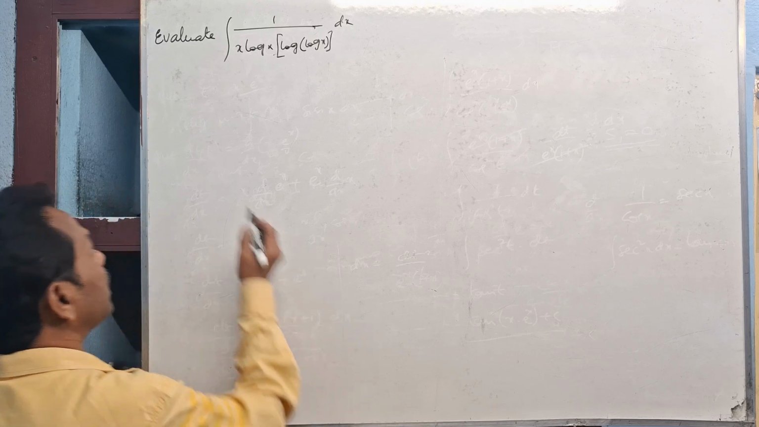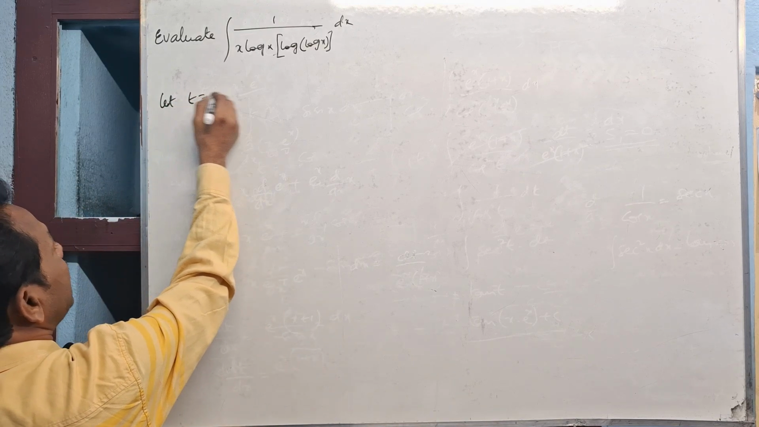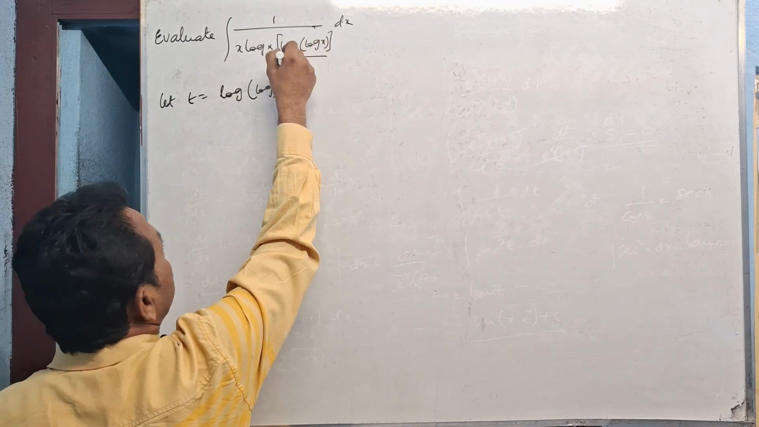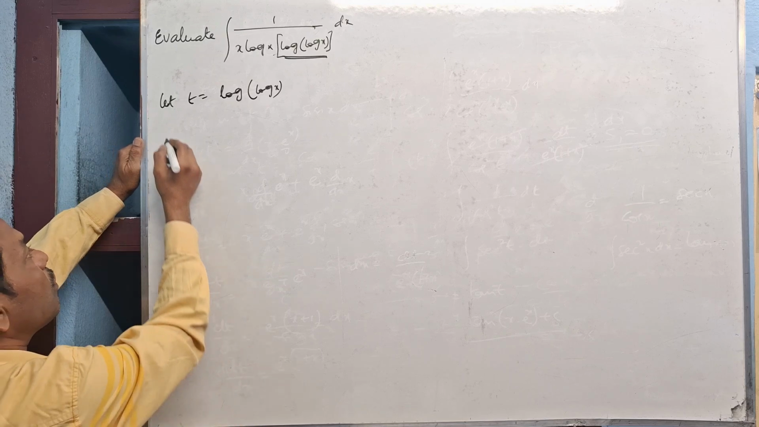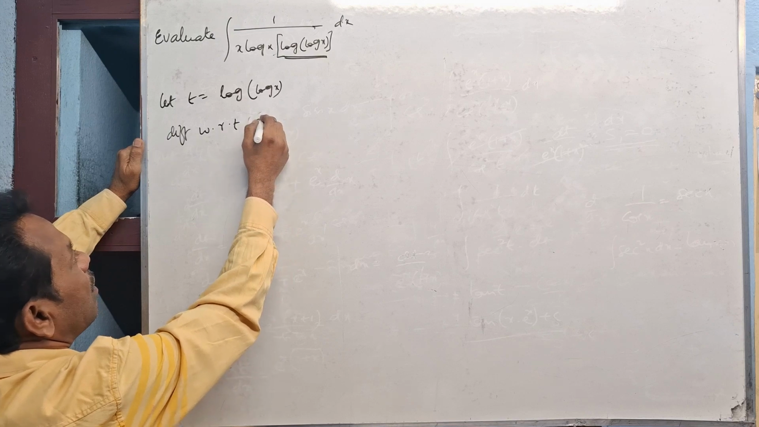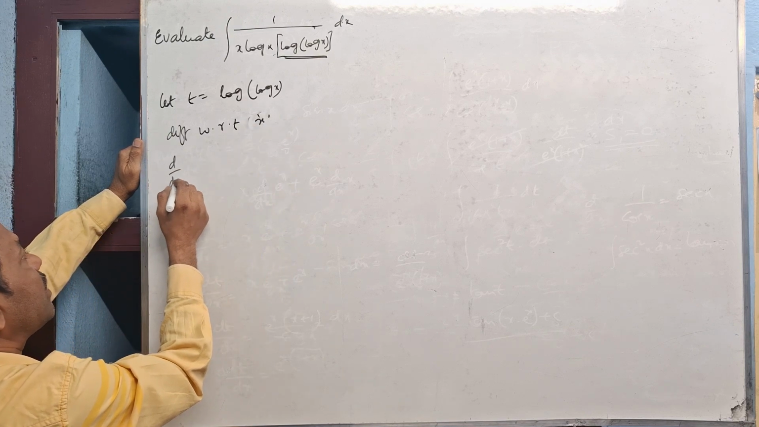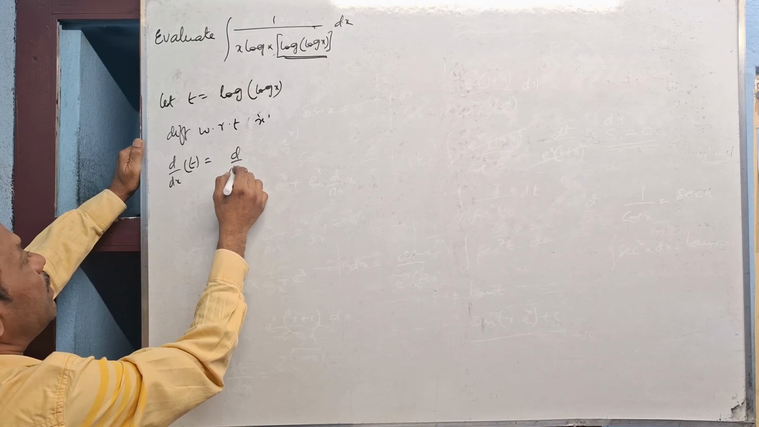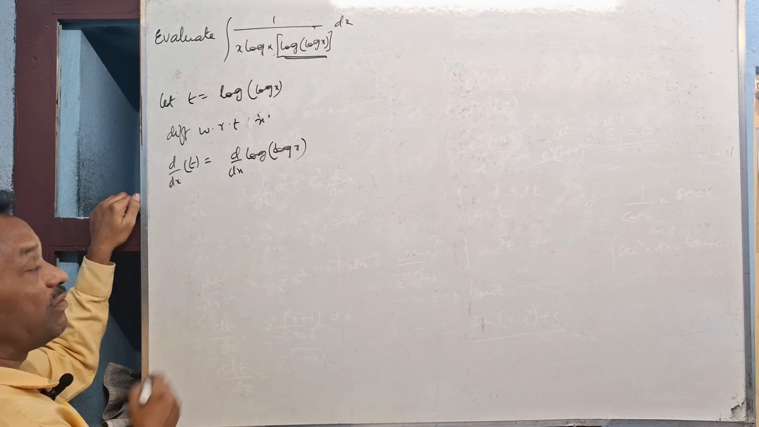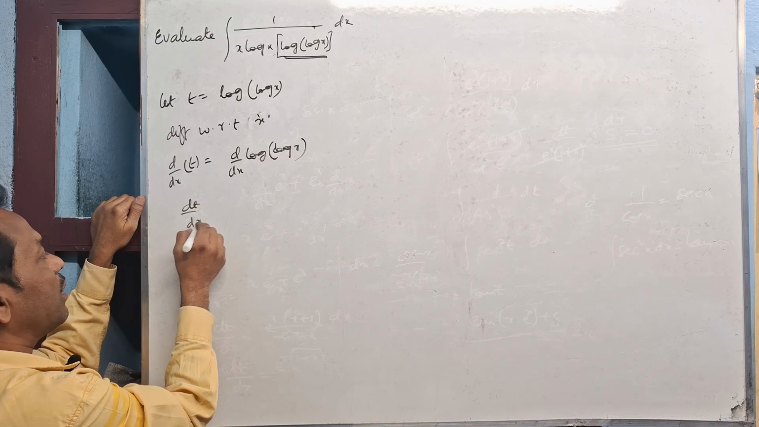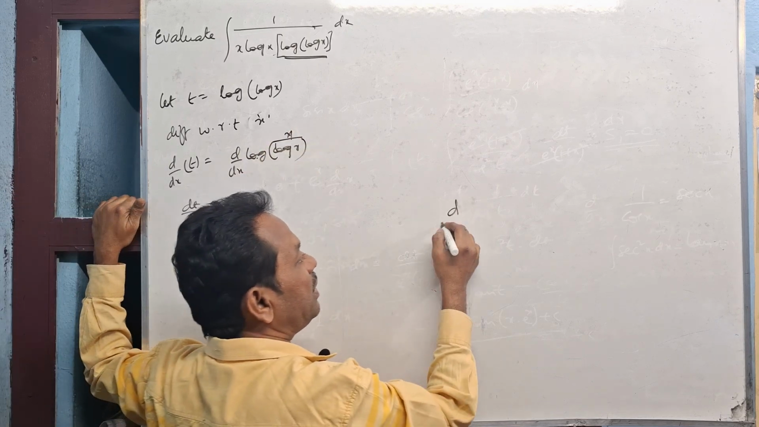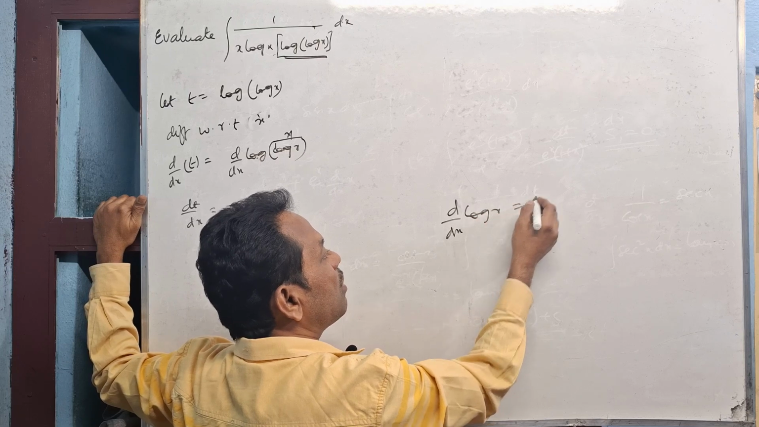But sure, in this question, let me take t as log of log x. So let me take this as t. So we'll go for differentiating with respect to x on both sides. So you'll get d by dx of t equal to d by dx of log x. So d by dx of t is nothing but dt by dx equal to, now first, let me take this as x. So the derivative of log x, d by dx of log x, is 1 by x.